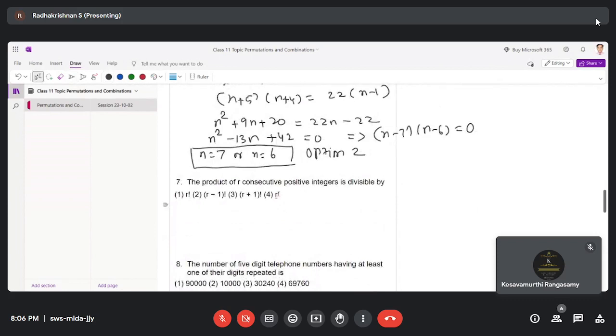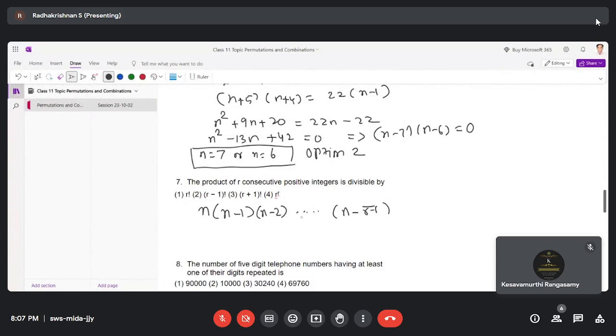Okay, the product of r consecutive positive integers is divisible by which of these? r factorial, (r-1) factorial, (r+1) factorial, r to the power of r. See, r consecutive numbers can be written in different ways. One way I will recommend in this scenario is to write it as n into (n-1) into (n-2) and so on up to (n-r+1). Because in the third term you see up to n-2, so the rth term will be n-r+1. So this is the product that we want to check what it is divisible by.